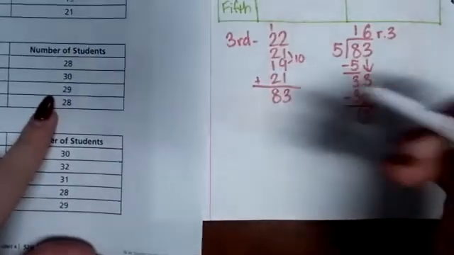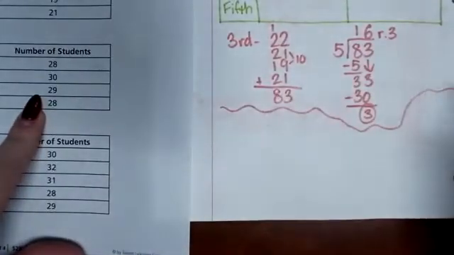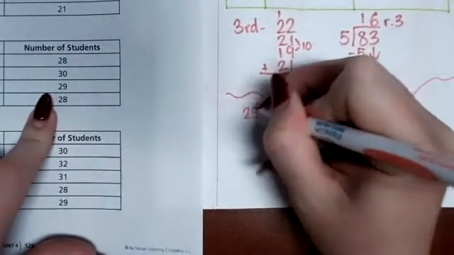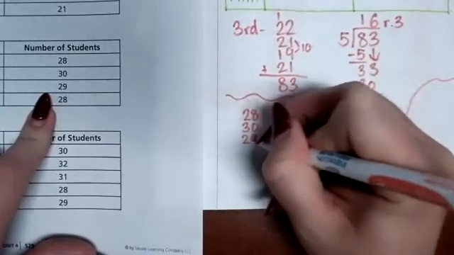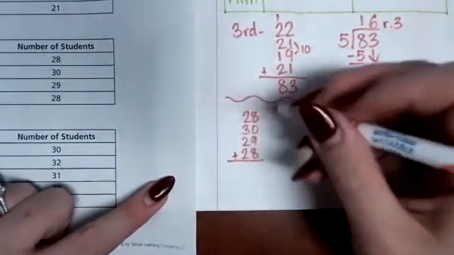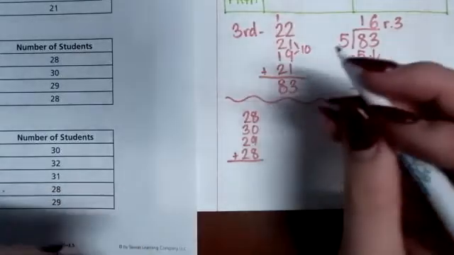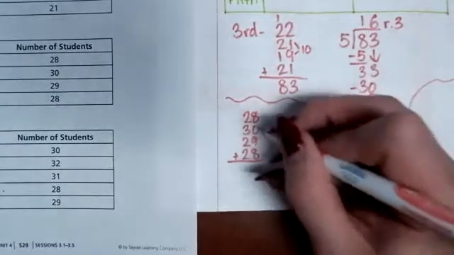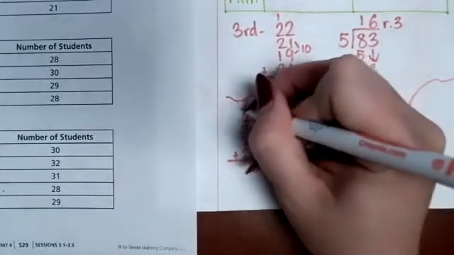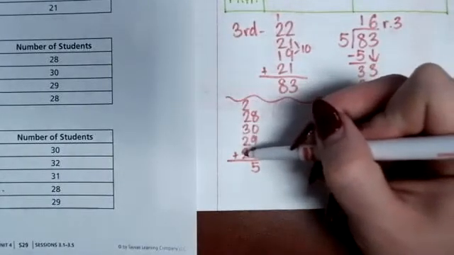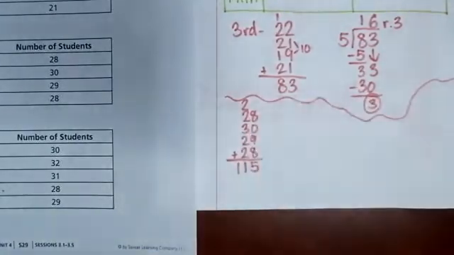Here's my 4th grade. So I'm going to do the same thing. I'm going to divide this just so I can keep my work as organized as possible. In 4th grade, let's see, I have 28, 30, 29, and 28 students. I'm going to add those up. Let's see, 8 plus 8, that's 16. And then plus another 9. Let's see, 16 plus 9, that's going to be 25. So I'm going to put my 5 here, carry my 2. All right, 2 plus 3 is 5. 6, 7, 8, 9, 10, 11. All right, looks like 115 students in 4th grade.